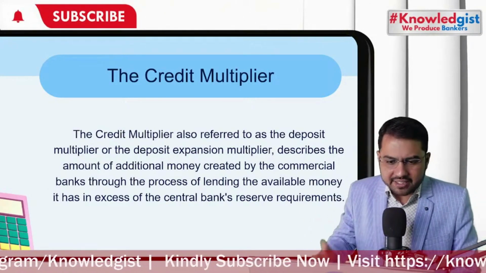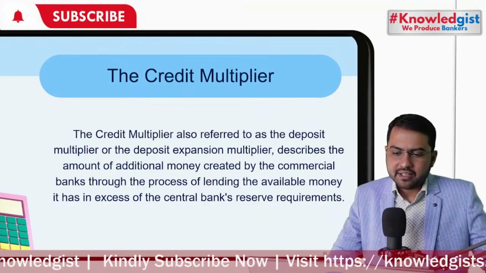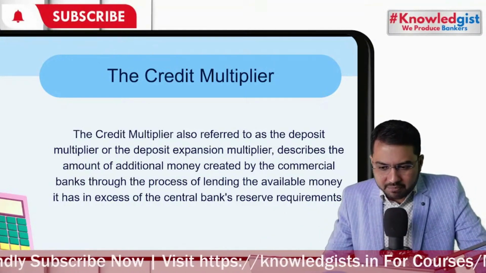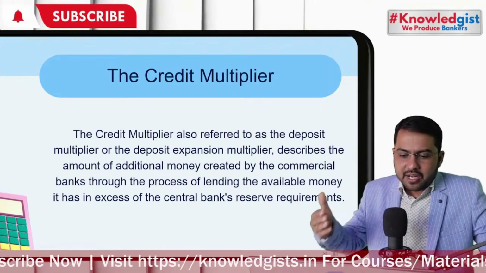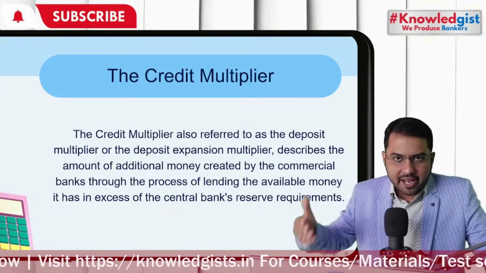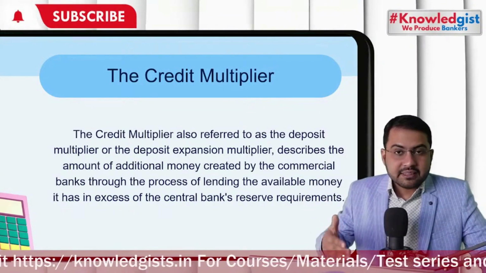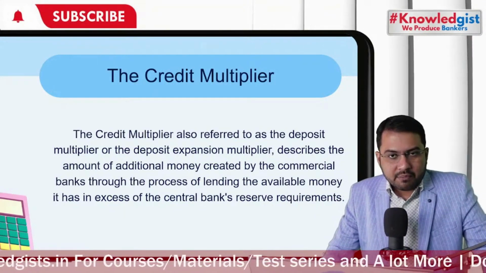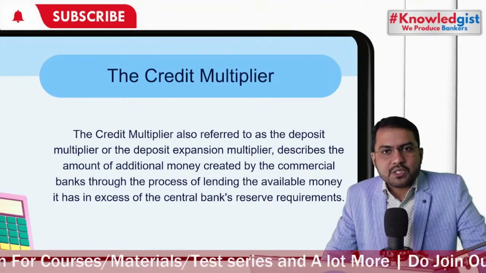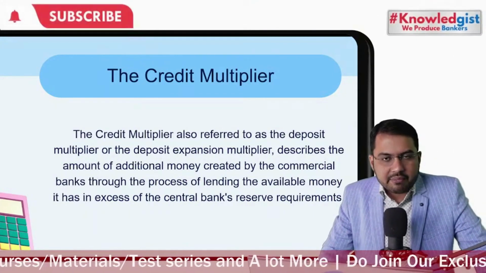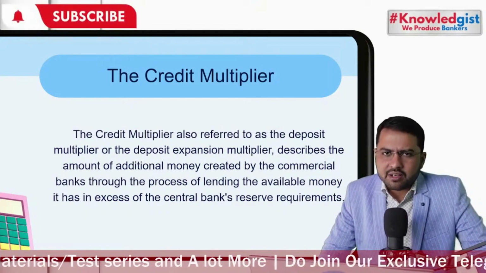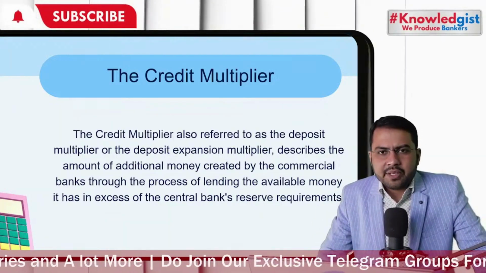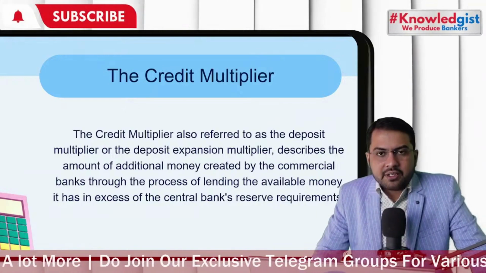Clear? Then similarly there is something called credit multiplier. It is also referred to as the deposit multiplier or the deposit expansion multiplier. It describes the amount of additional money created by the commercial bank through the process of lending to the public from the depositor's money. If a depositor gives you rupees 100, you have CRR and SLR requirements, you reserve 10 percent, or currently 18% plus 4%, 17.5, which keeps on moving based on the MPC result, right?